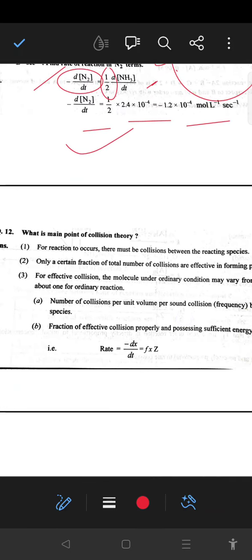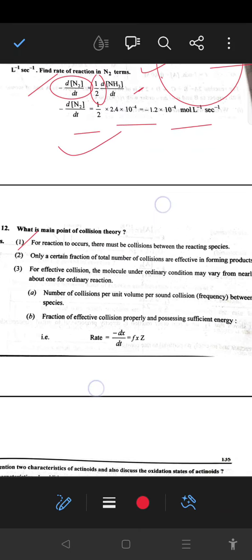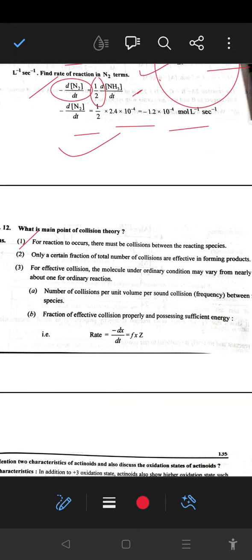Next, the main points of collision theory. So from the collision theory, first point, for a reaction to occur, there must be a collision between two reacting species. Second, only a certain fraction of the total number of collisions are effective in forming product.